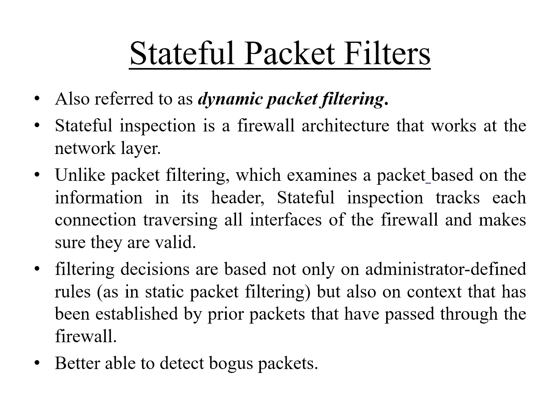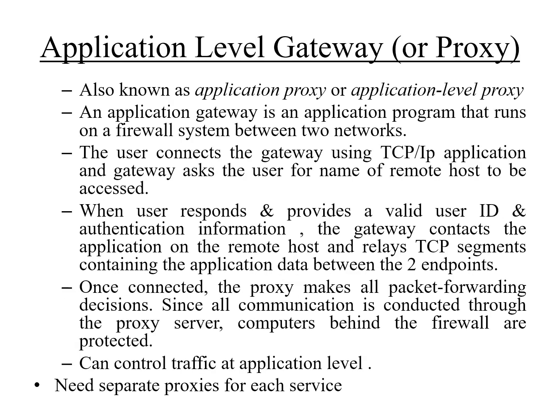The second type is the application level gateway, or proxy. And the question is, what is an application level gateway? An application gateway is like a middleman between two networks. It runs on a firewall system and helps control how users access applications on remote computers. How does it work? When a user wants to connect to a remote application, the gateway asks for the name of the remote computer. Then the user gives their login information, like user ID and password.